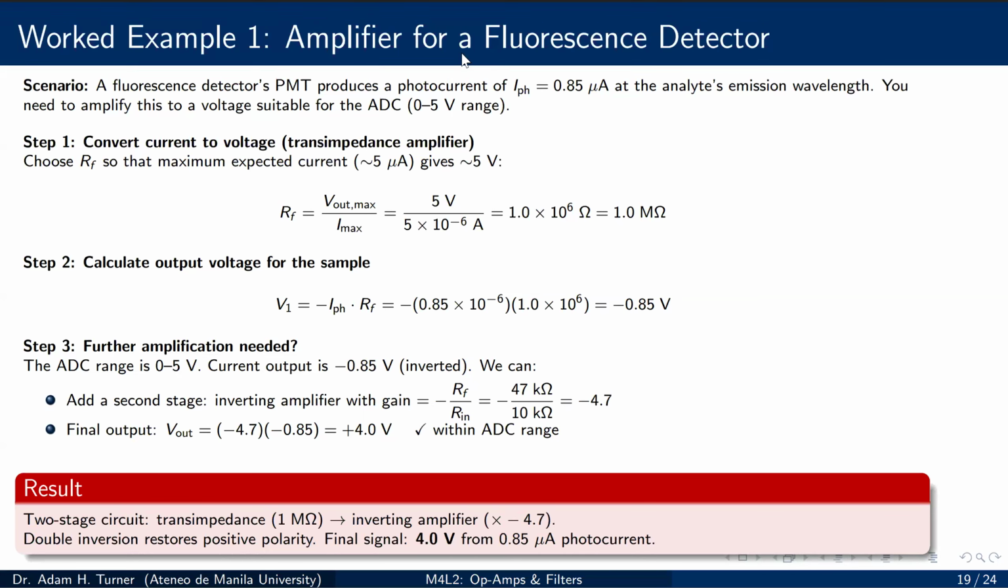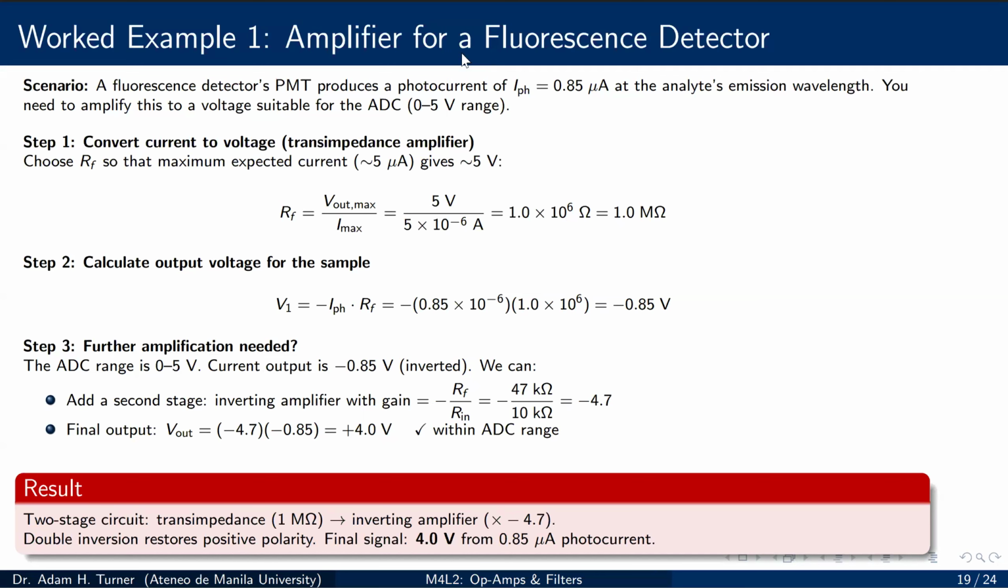Then the third stage will be asking the question, do we need to do further amplification? We added a second stage, an inverting amplifier. We choose RF equals 47 kiloohms and Rin equals 10 kiloohms, giving a negative 4.7 gain. The output becomes negative 4.7 times 0.85, which equals positive 4 volts. The double inversion restores positive polarity, and the signal is within the ADC range.